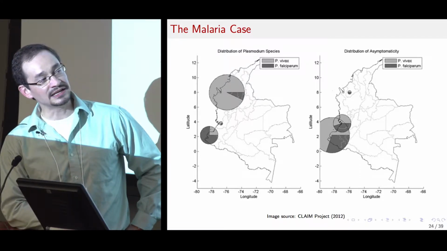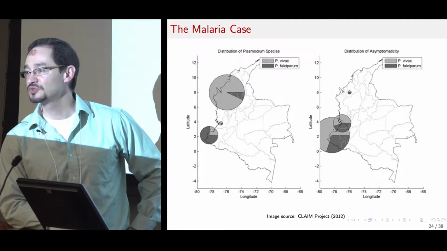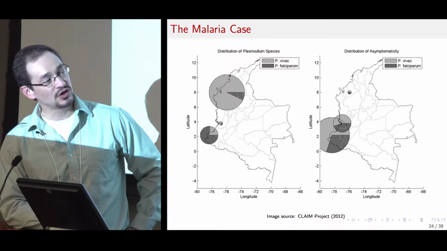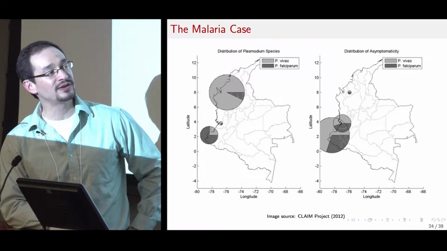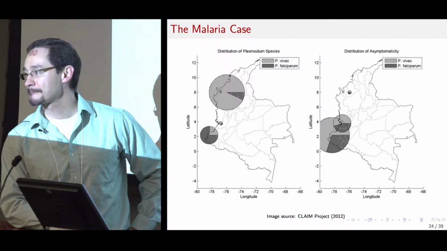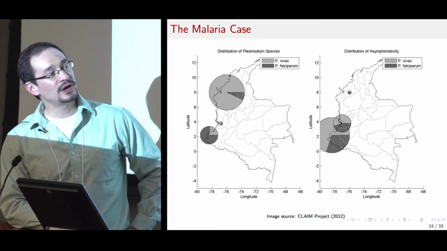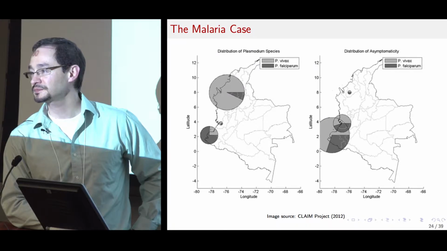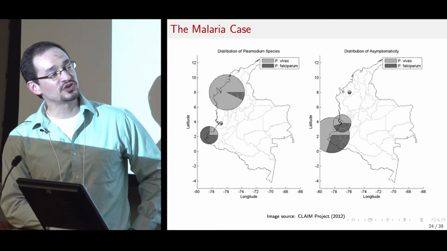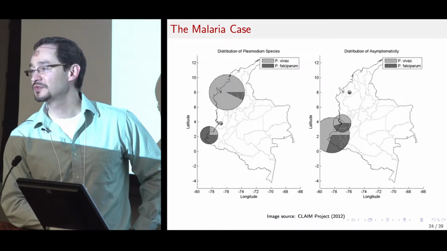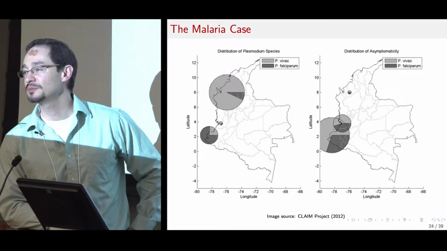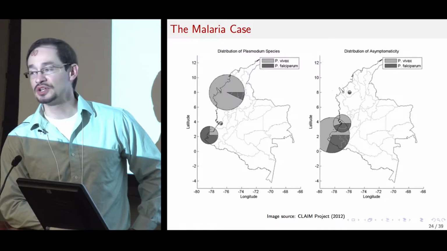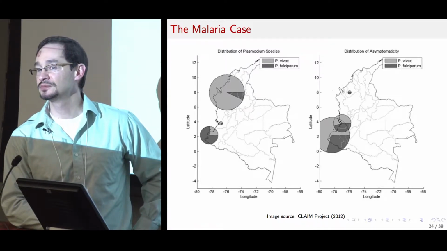So this is an extremely interesting slide. Let me just point a few facts here. Vivax. You have a lot of vivax in this region. You have very few vivax in this region. The amount of vivax decreases going south. The amount of asymptomatics increases going south. But the proportion of vivax to falciparum is inverse with respect to the symptomatic cases. There is a very interesting population dynamics happening here.